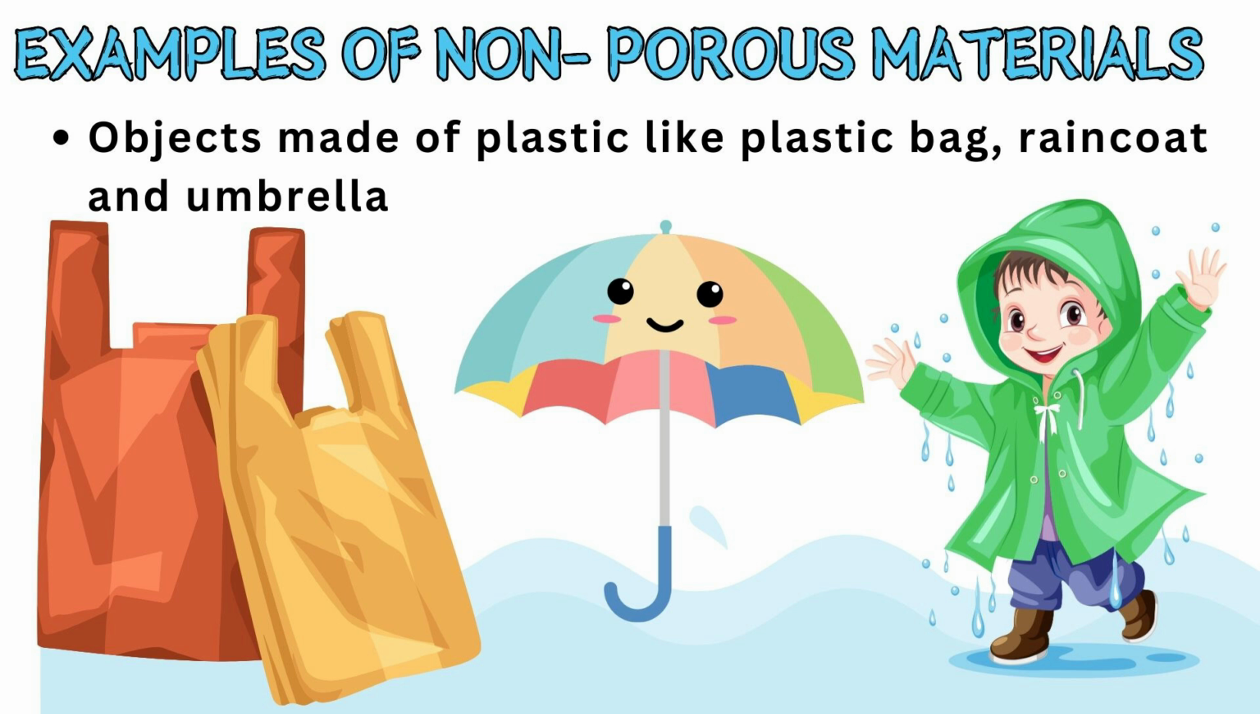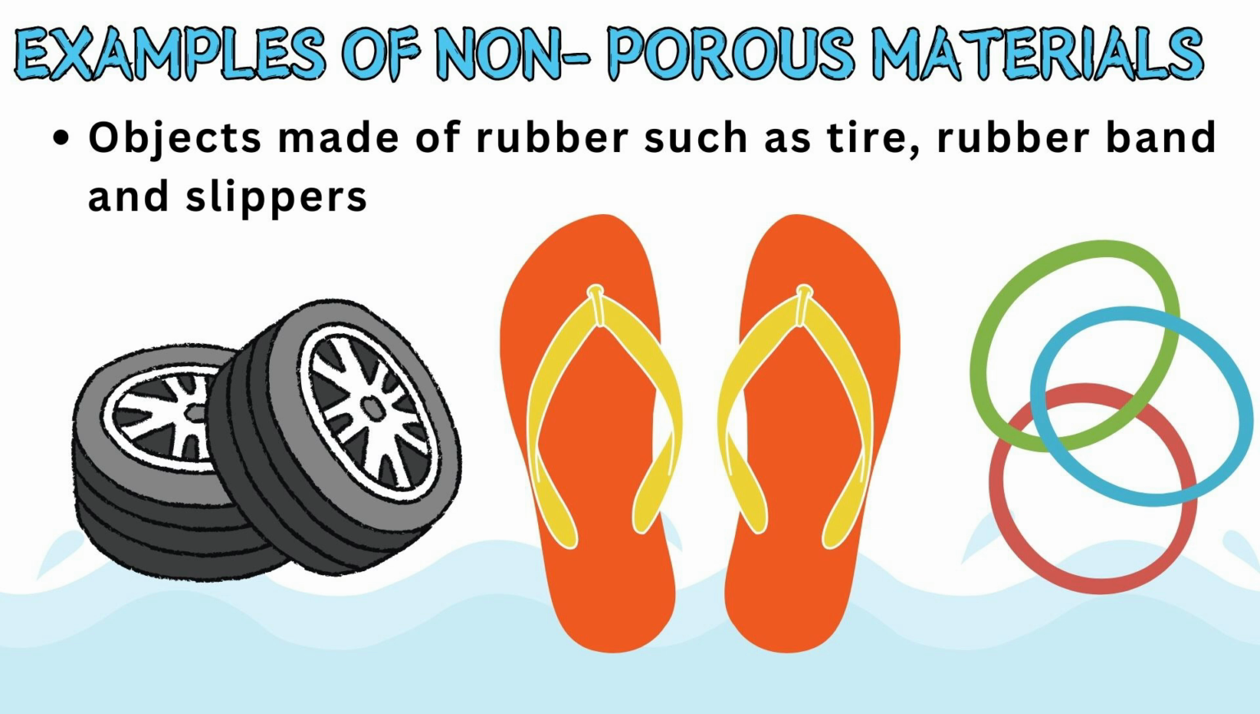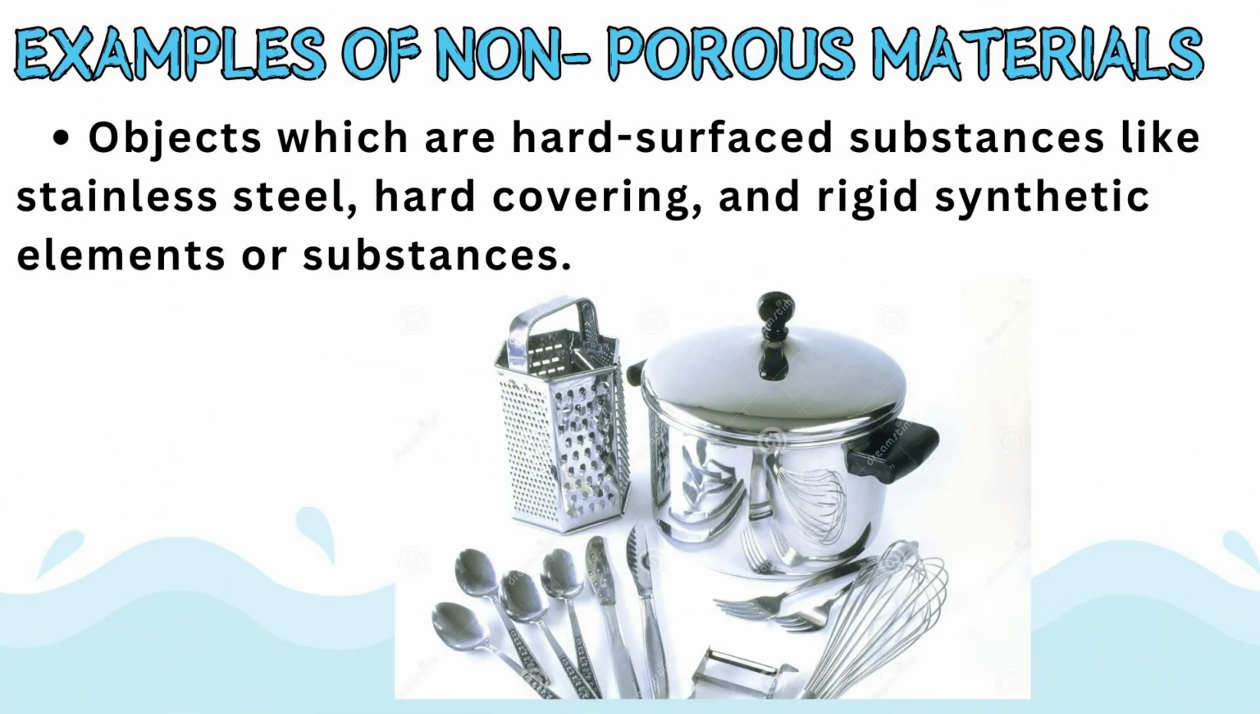Examples of non-porous materials are objects made of plastic, like plastic bag, raincoat, and umbrella. Also, objects made of rubber, such as tire, rubber band, and slippers. Other examples are objects made of glass, metal, stones, and marbles. Also, objects which are hard-surfaced substances, like stainless steel, hard covering, and rigid synthetic elements or substances, are examples of non-porous materials. Can you name other objects that do not absorb water?